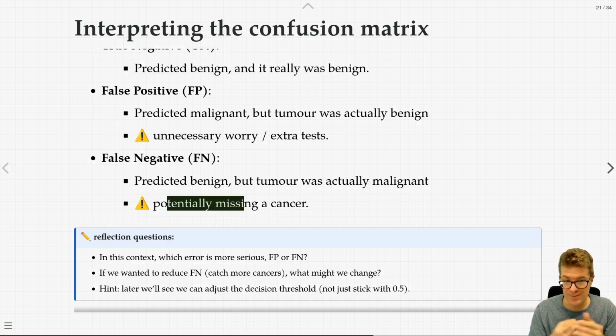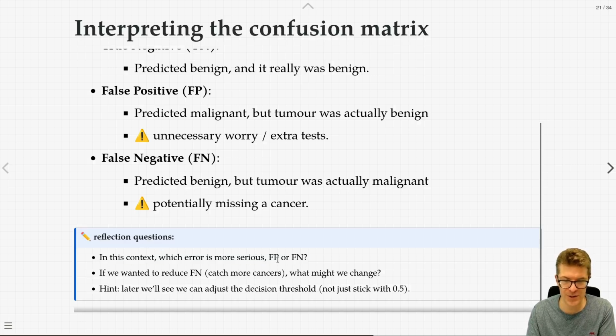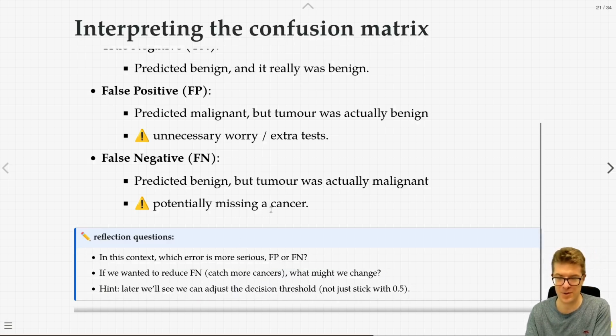I went ahead and answered one of these questions, but answer it for yourself. In this context, which error is more serious? Can you come up with another scenario in which the false positive and false negative costs are reversed? If you wanted to reduce false negative rates, what might you change? And there's a hint here also, which I'll let you read. I'm not going to say it because I'm tired of giving too much away.